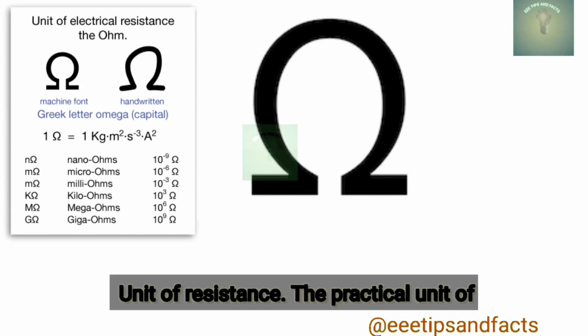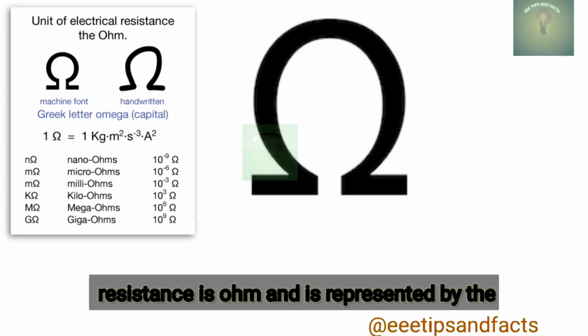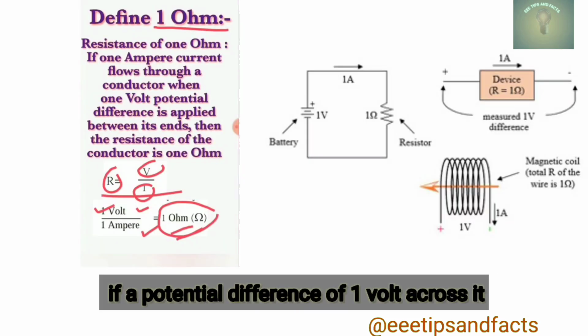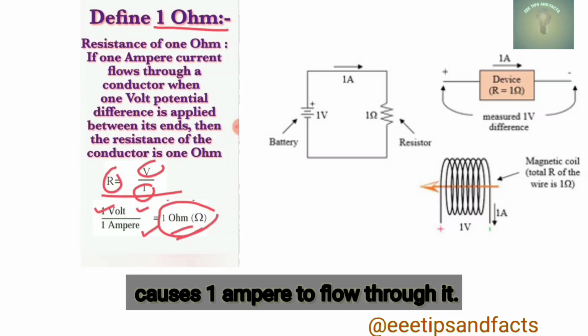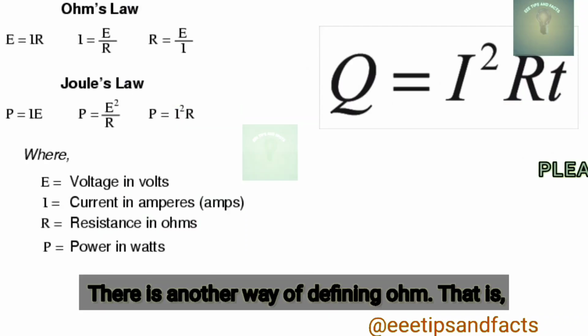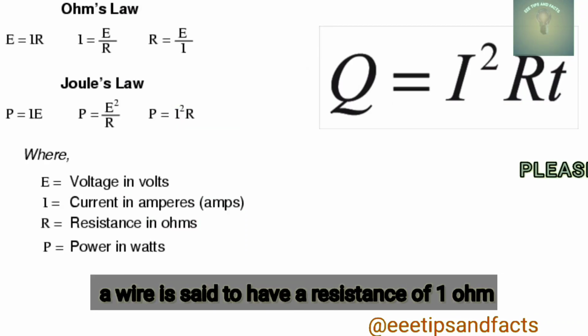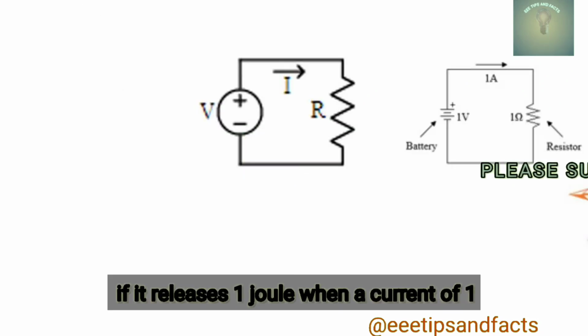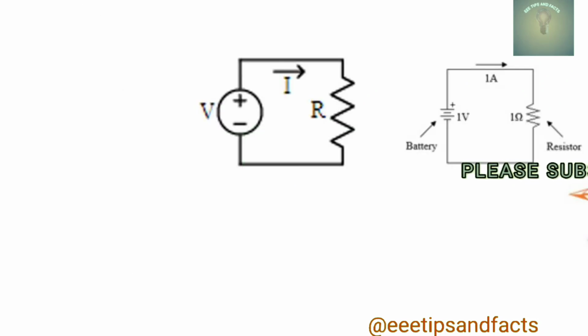Unit of resistance. The practical unit of resistance is ohm and is represented by the symbol Ω. A wire is said to have a resistance of 1 ohm if a potential difference of 1 volt across it causes 1 ampere to flow through it. There is another way of defining ohm. That is, a wire is said to have a resistance of 1 ohm if it releases 1 joule of heat when a current of 1 ampere flows through it for 1 second.